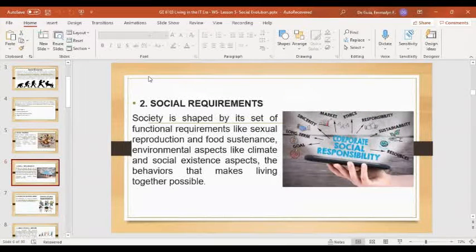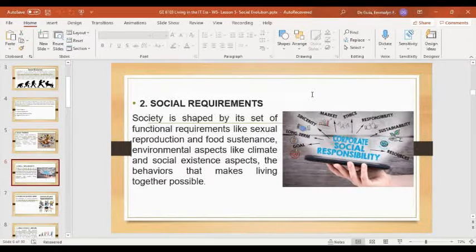Another is social requirements. Society is shaped by its set of functional requirements like sexual reproduction and food sustenance, environmental aspects like climate, and social existence aspects, the behaviors that make living together possible. These social requirements are very essential in order for the people living in the community to conform to the norms or to the policy of the society. That is why this component is very essential to guide and direct our behavior.